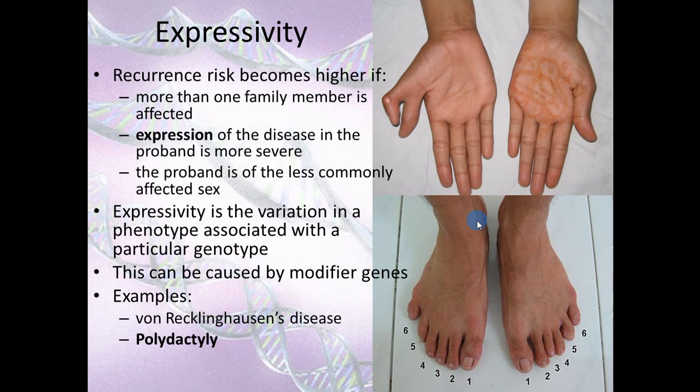Expressivity is talking about how bad is it. So you can have expressivity of something like polydactyly, where you have maybe one extra digit, and that's it. The other fingers and toes are fine. You can have a little bit more expression of it, where you have an extra finger or an extra toe on a person. Or you can have it where there are extra fingers and extra toes on every limb. So that's just an example of expressivity.